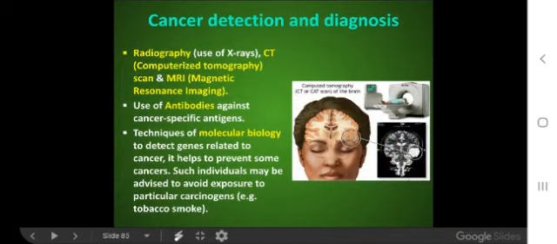Radiography is the next kind of cancer detection technology, in which X-rays are used, CT scan, that is computerized tomography, is used, and MRI, magnetic resonance imaging, is also used. So these are used to detect cancer cells or any tumor in the body. The use of antibodies against cancer-specific antigens is also a very good and vast field which is developing now. Techniques of molecular biology are used to detect genes related to cancer. It helps to prevent some cancers. Such individuals may be advised to avoid exposure to particular carcinogens such as tobacco or smoke.